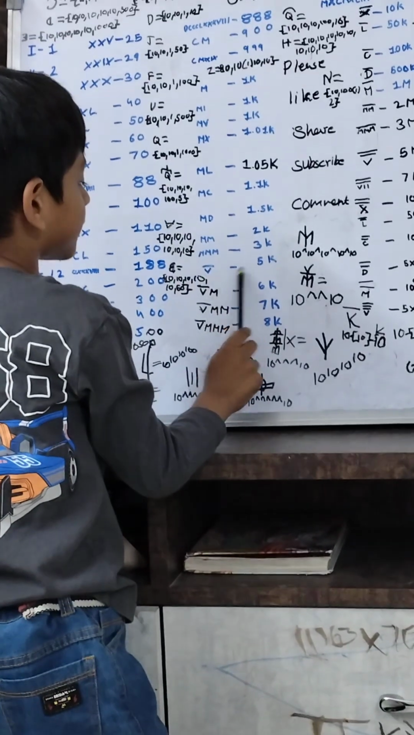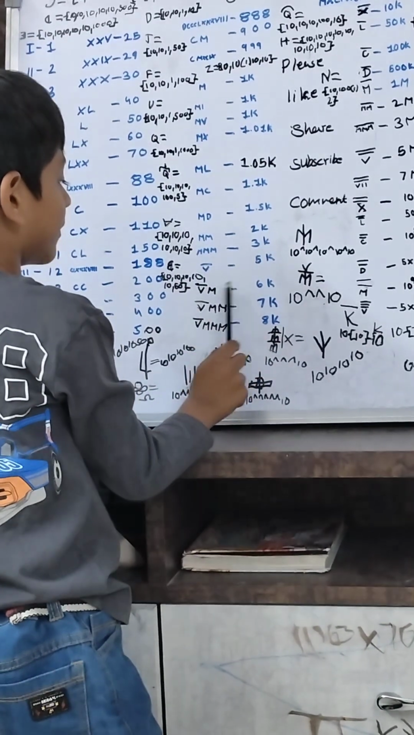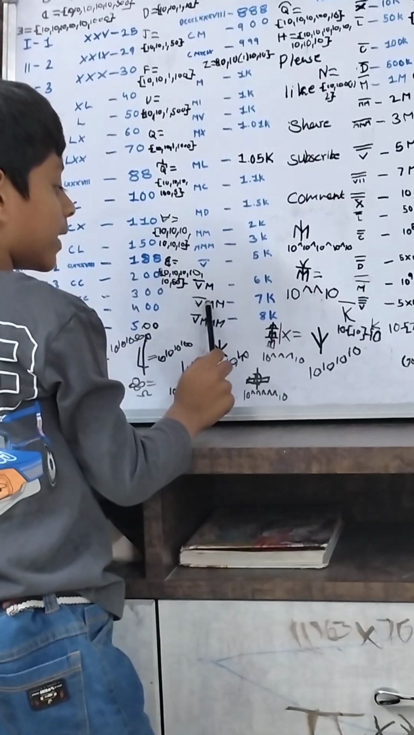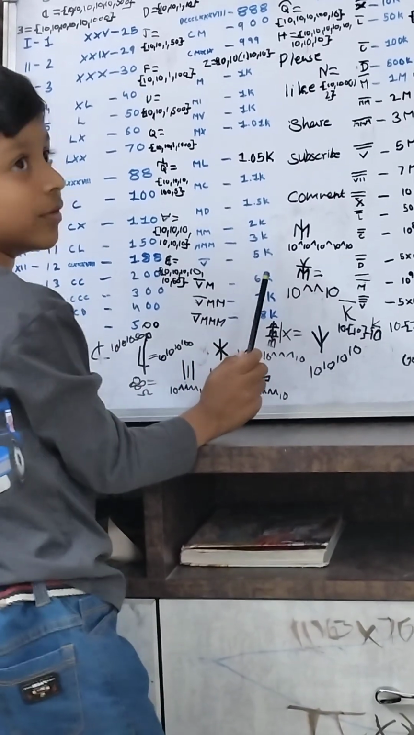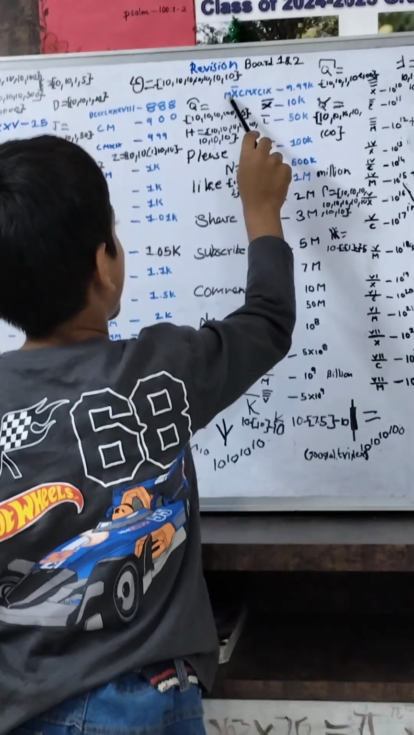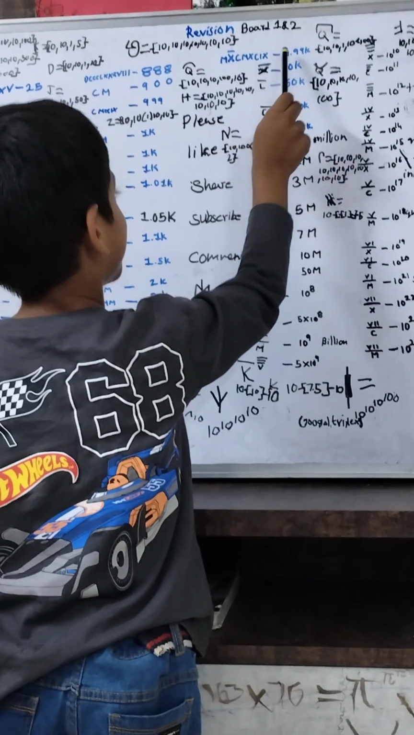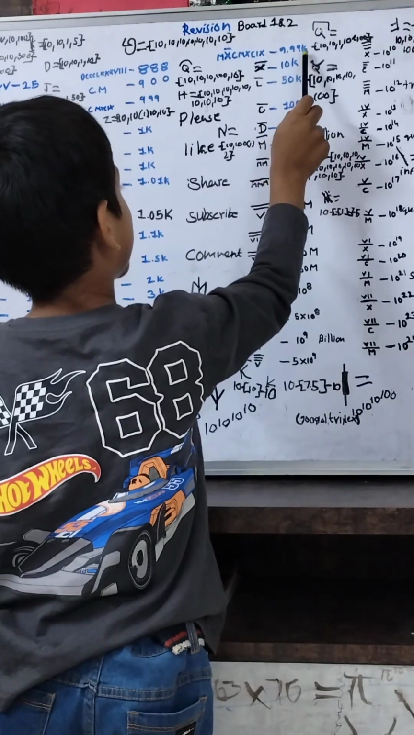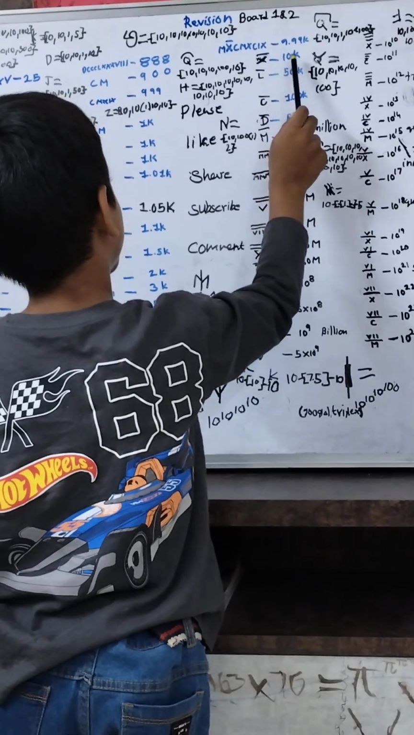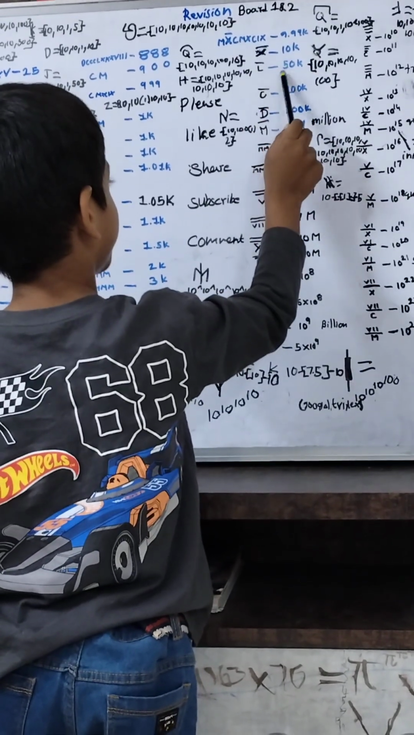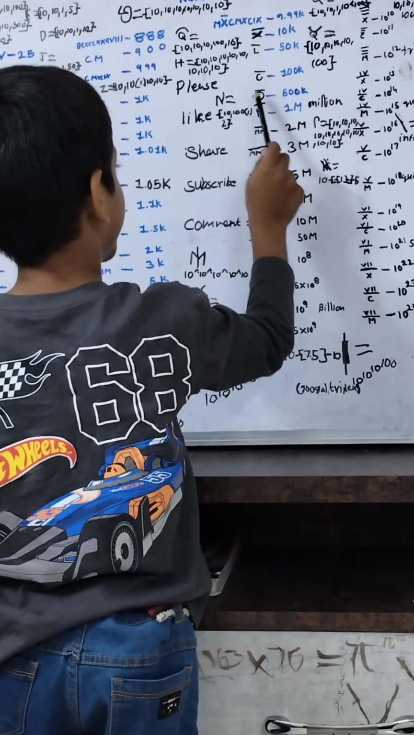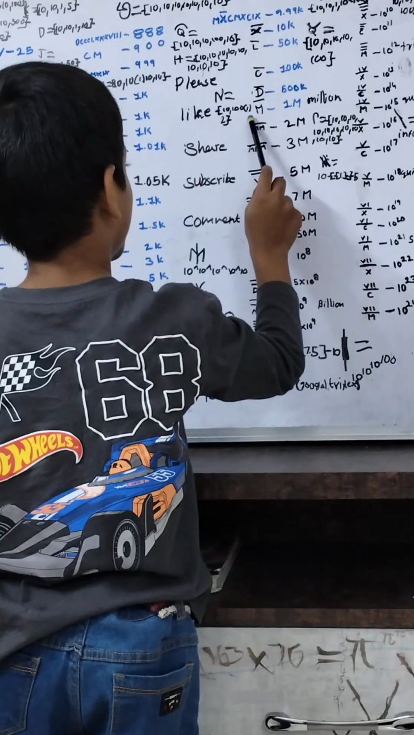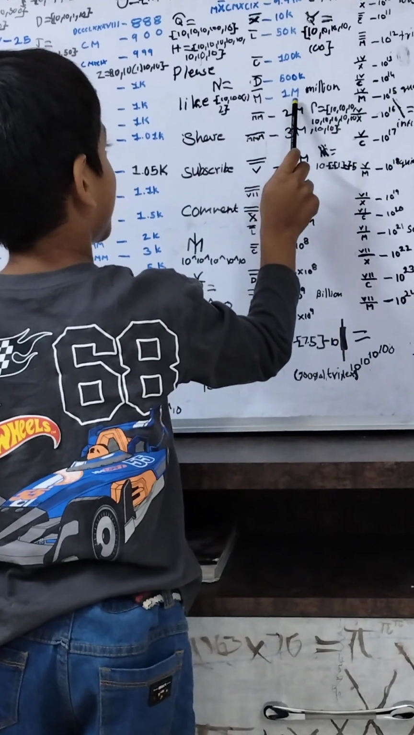V overline is 5000. V overline M is 6000. V overline MM is 7000. V overline MMM is 8000. MX overline CMXCIX is 9999. X overline is 10,000. L overline is 50,000. C overline is 100,000. D overline is 500,000. M overline is 1 million.